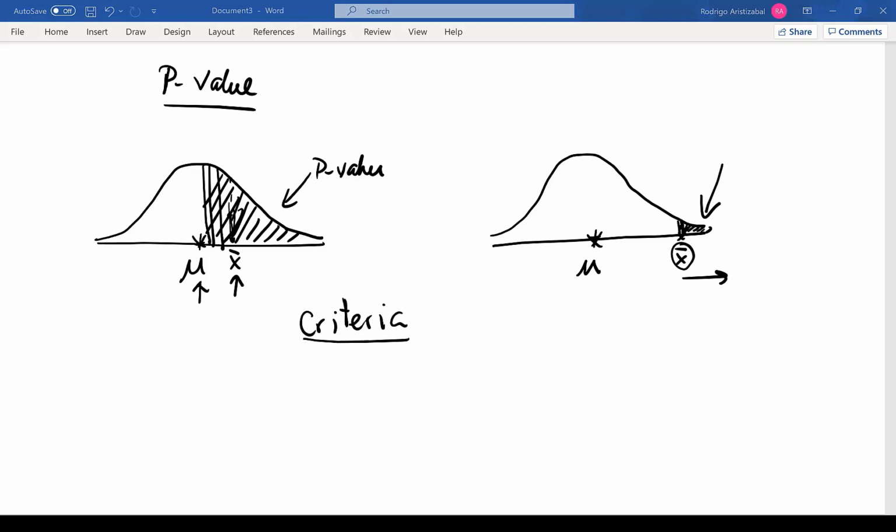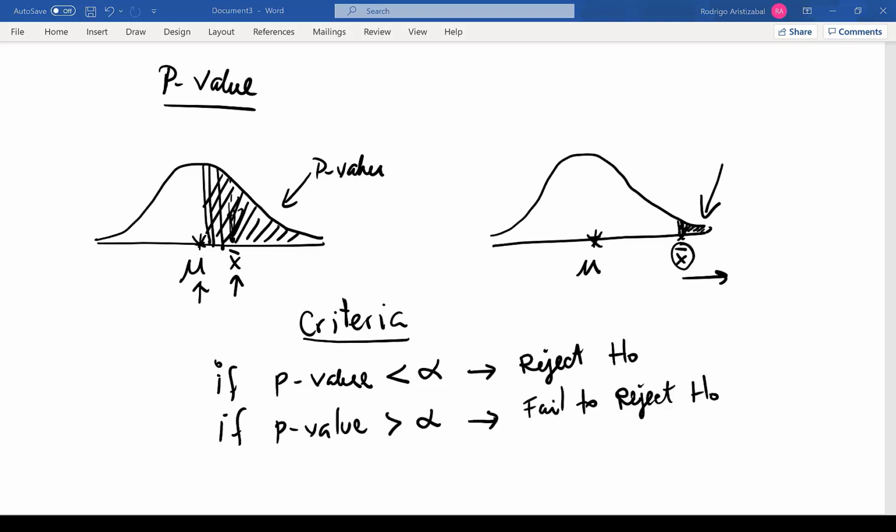Then the criteria that we use to make a conclusion using the p-value procedure is as follows. If the p-value is smaller than alpha, it is because my evidence falls far away, and then we reject the null. However, if the p-value is bigger than alpha, then we fail to reject the null, because that implies that my evidence falls close to the center of my expectation.